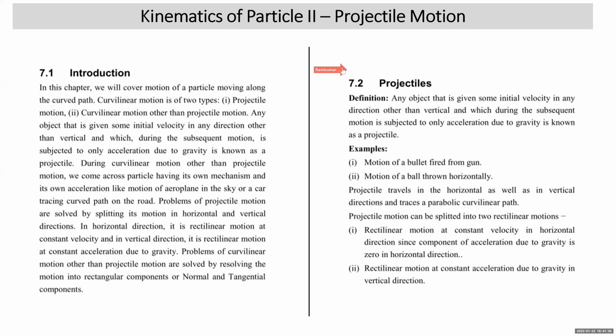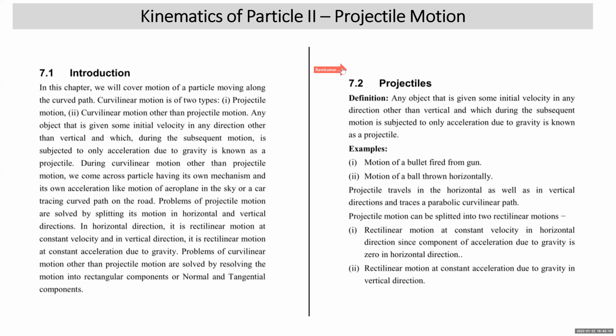I'm giving you some more examples. You are standing on the top of the building, all right, and you throw the ball horizontally, which will hit the ground, tracing the curved path, or you throw the ball from the top of the building at some angle of elevation, which will also follow the curved path and it will hit the ground. So these are all examples of projectile motion. Projectile travels in horizontal as well as in vertical directions, and projectile traces a parabolic curvilinear path.